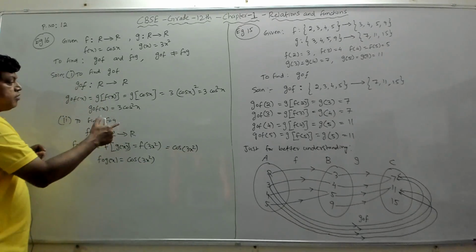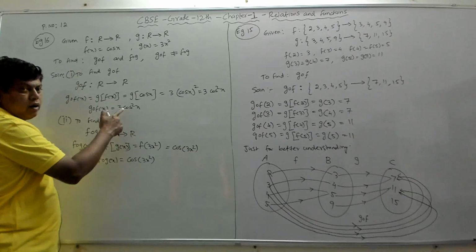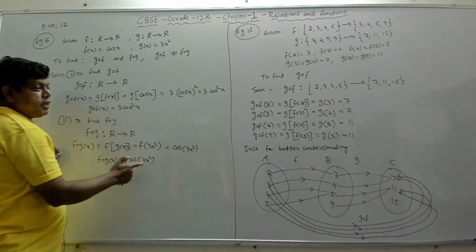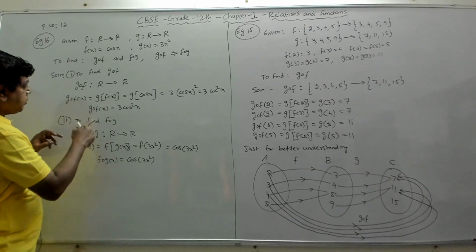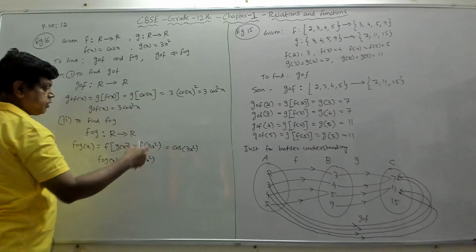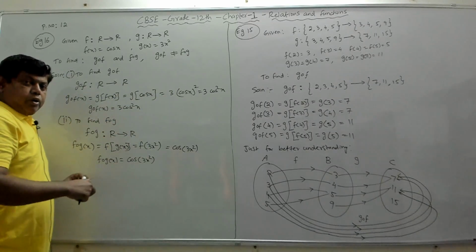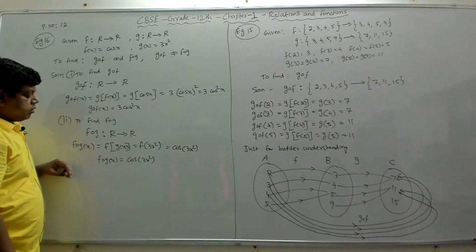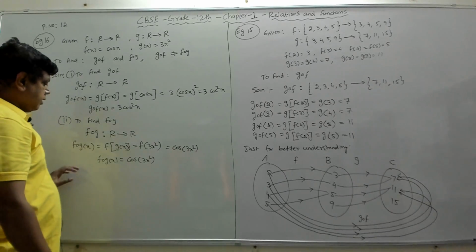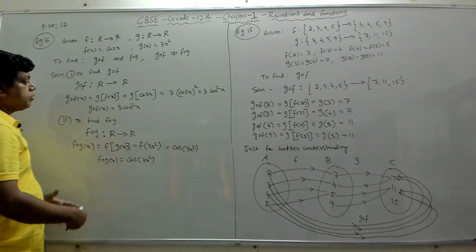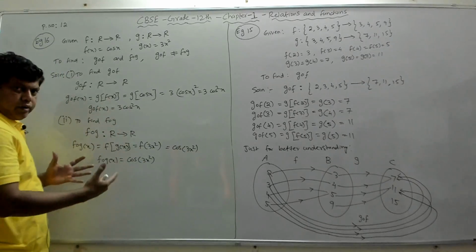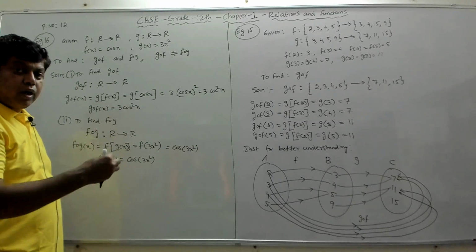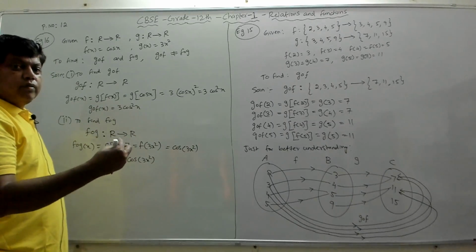Now from the look itself, we see that they are not equal. 3 cos square x is different from cos 3x square. So we can immediately say g of f is not equal to f of g, but we'll have to prove it in a more technical, more mathematical way. Looking at this, we cannot say things are different or the same in mathematics. We have to support that with a valid explanation.